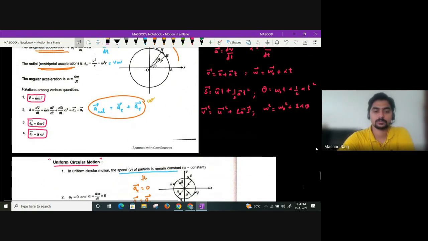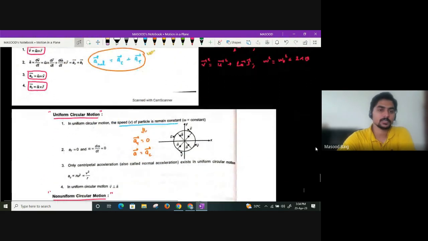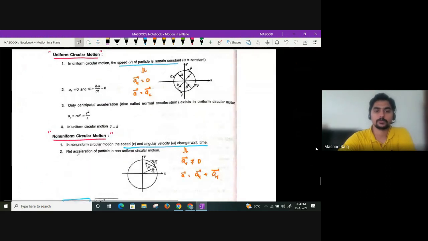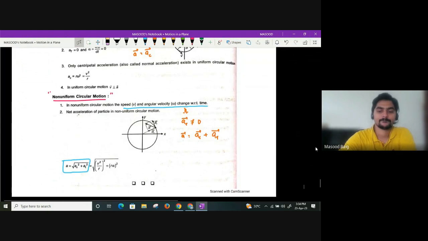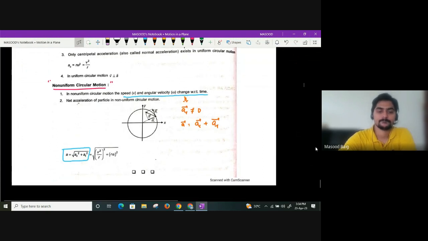Yes or no? Speed constant, uniform. Speed varying, non-uniform. Clear?